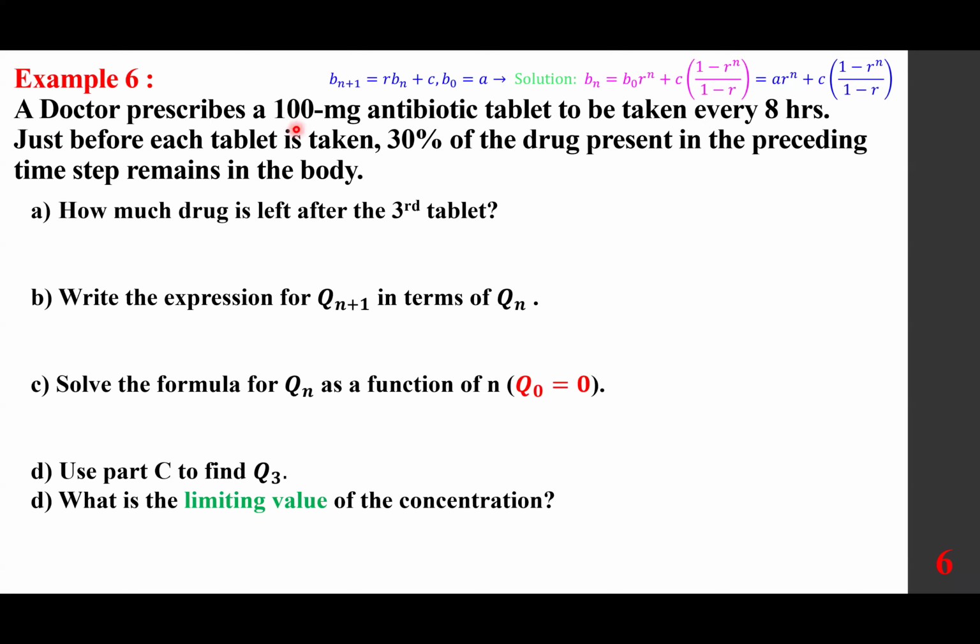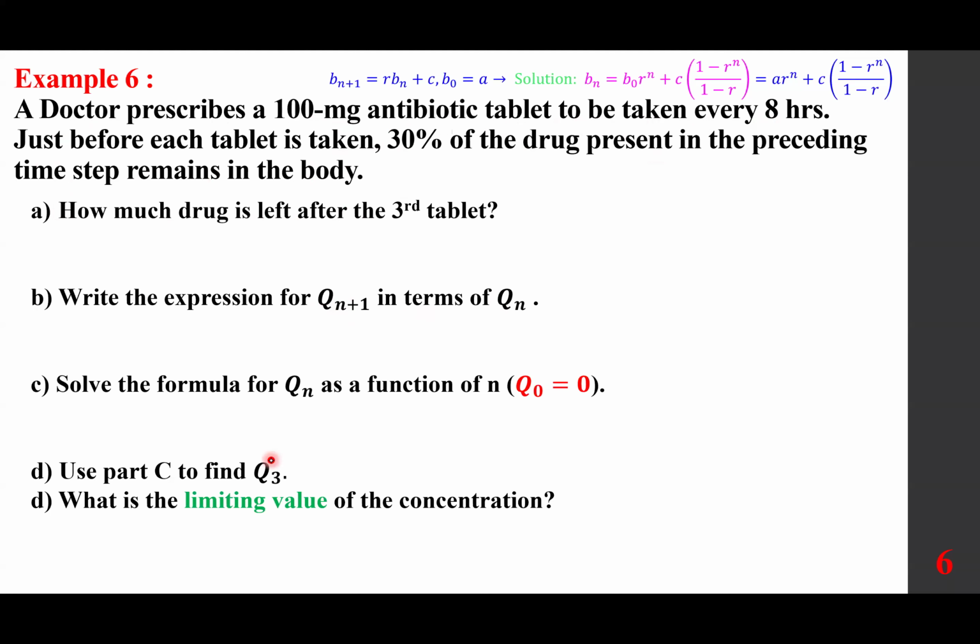A doctor prescribes a 100 milligram antibiotic tablet to be taken every 8 hours. Just before each tablet is taken, 30% of the drug present in the preceding time step remains in the body. How much drug is left after the third tablet? Write the expression for Q sub n plus 1 in terms of Q sub n, and so on.